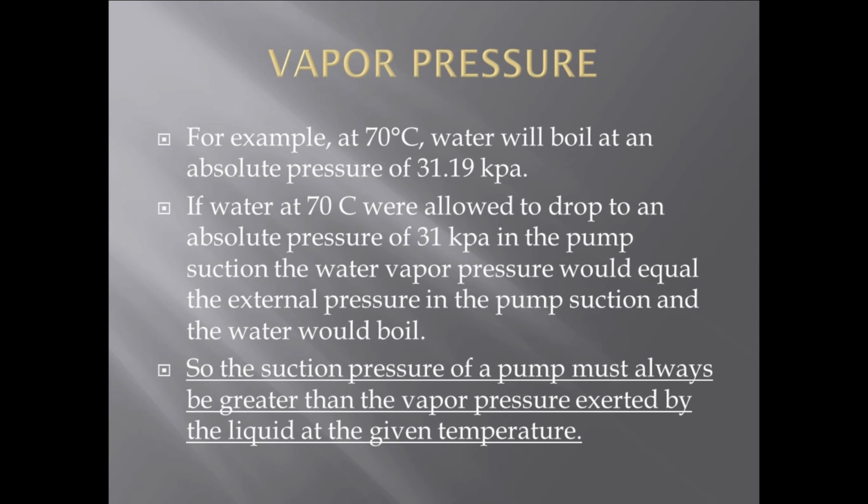For example, at 70 degrees C, water will boil at an absolute pressure of 31.19 kPa. If water at 70 degrees C were allowed to drop to an absolute pressure of 31 kPa in the pump suction, the water vapor pressure would equal the external pressure in the pump suction, and the water would boil. So the suction pressure of a pump must always be greater than the vapor pressure exerted by the liquid at any given temperature.